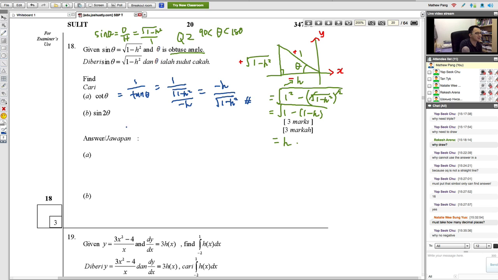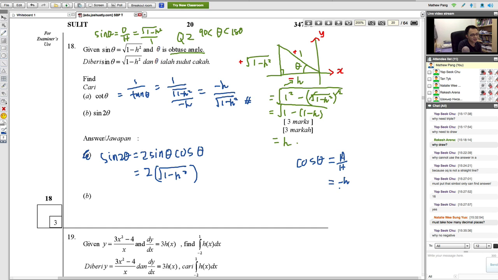And for sine 2 theta, of course I hope you understand the formula. Sine 2 theta equals 2 sine theta cos theta. This is just the formula, you can refer back to the formula list. Sine theta basically is the square root of 1 minus h square. Cos theta, what is cos? Cos is adjacent over hypotenuse, correct or not? Adjacent is negative h, hypotenuse is 1, so this is negative h. Therefore my final answer will be negative 2h square root of 1 minus h square.